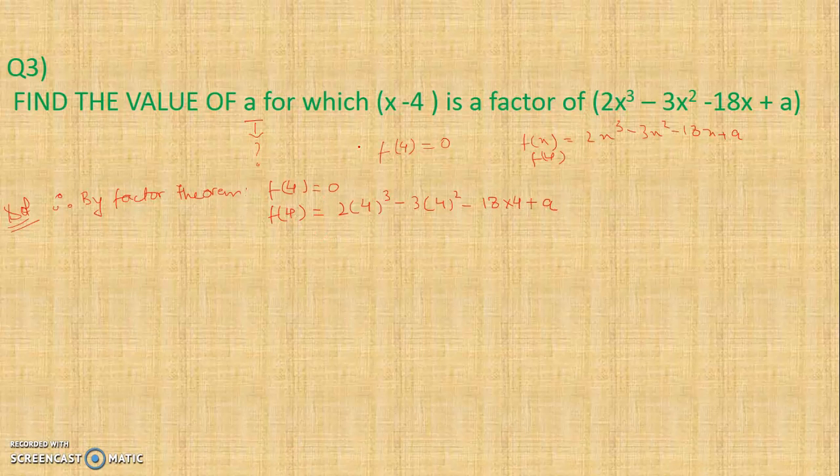Why is this equal to 0? Because, I'm repeating again, it is given in the question x minus 4 is a factor. This means when I substitute, f of 4 is equal to 0, so I'm writing here equal to 0. So 4 4s are 16, 16 4s are 64, 64 into 2, 2 4s are 8, 2 6s are 12. You can cross check, students.